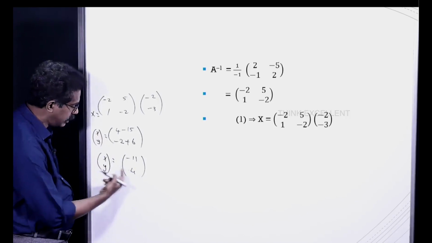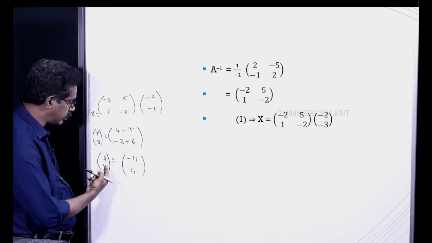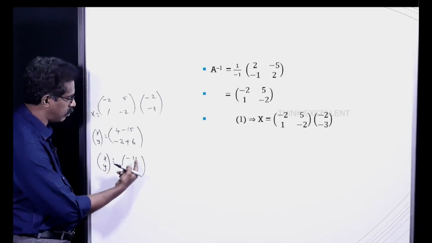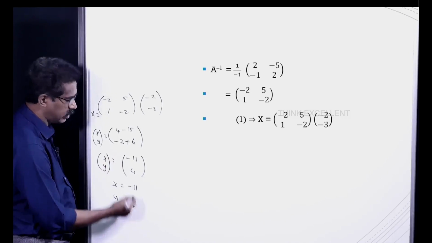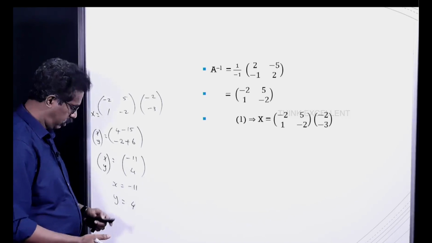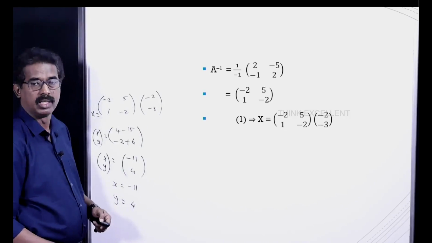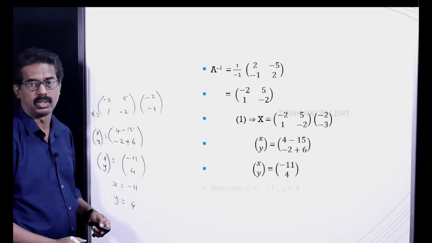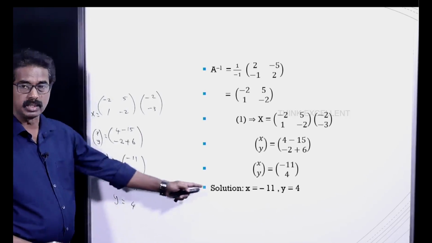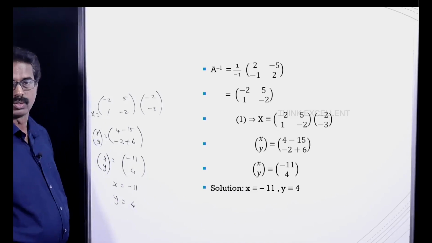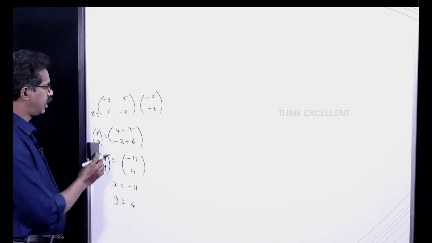The two matrices are equal. When can you say two matrices are equal? Corresponding elements are equal. So you are getting X is equal to minus 11 and Y is equal to 4. This is how we have to do this. Very simple thing. Just do the matrix multiplication part carefully. You have to practice more questions. So X is equal to minus 11 and Y is equal to 4, and that is the solution. It is a 2 by 2, so you can do it very easily.